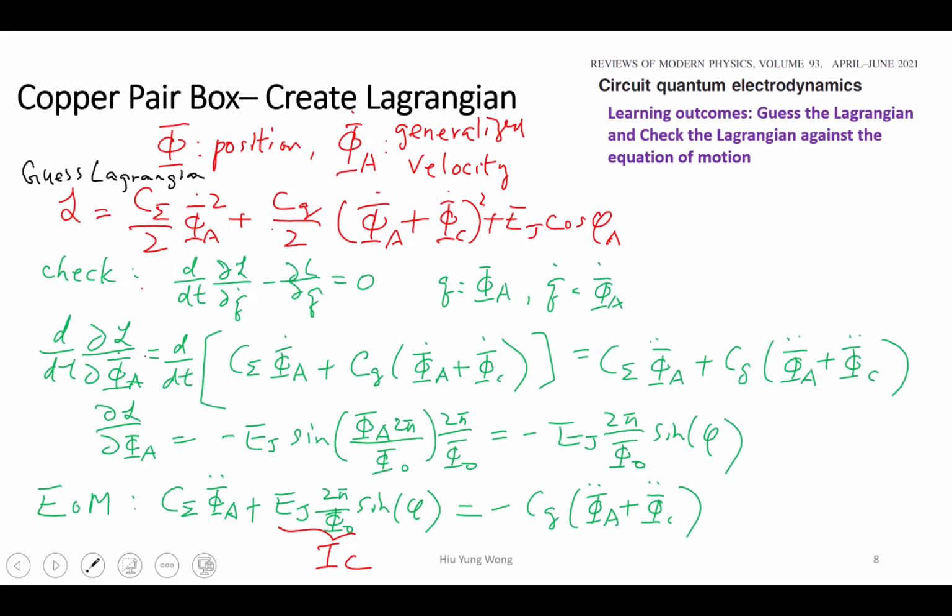Okay? And some of you are very good at thinking that maybe we don't need to guess, because this is a simple circuit. So this might be the kinetic energy and this might be the potential energy. Why? Because this is phi dot. Phi dot is what? The velocity. So this must be the kinetic energy, looks like half mv squared. And then this is the potential energy.